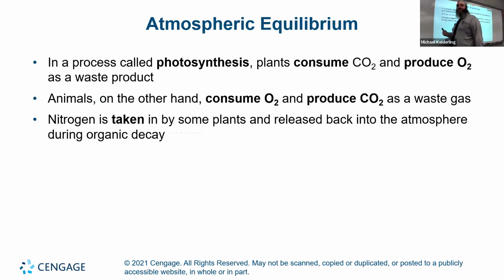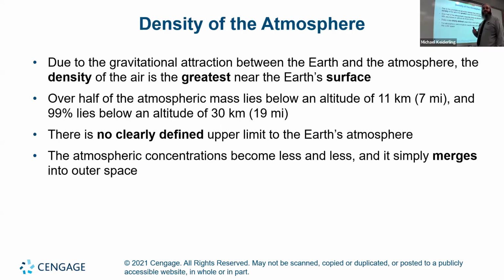So in a process called photosynthesis, plants will consume carbon dioxide and produce O2 as a waste product. Animals, on the other hand, consume O2 and produce carbon dioxide as a waste gas. And then nitrogen is taken in by some plants and released back into the atmosphere during organic decay. So that process is more complicated. The way that nitrogen is taken in by plants generally involves secondary bacteria that actually do the grabbing of the nitrogen. Plants have a symbiotic relationship.